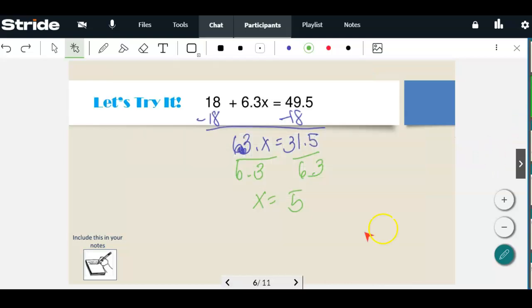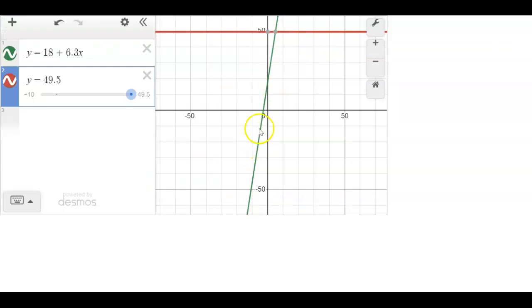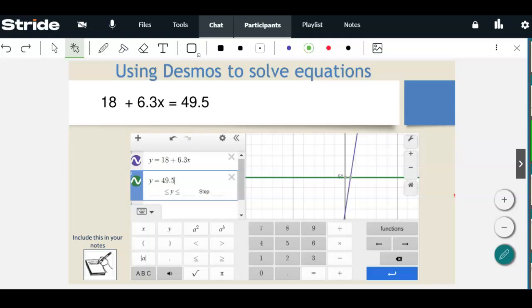Is that what we got over here? Yep, see, we got 5. So that's just another way to solve the equations if you wanted to use the Desmos calculator, where they cross. It's 5, 49.5, so 5 is the answer to that equation.